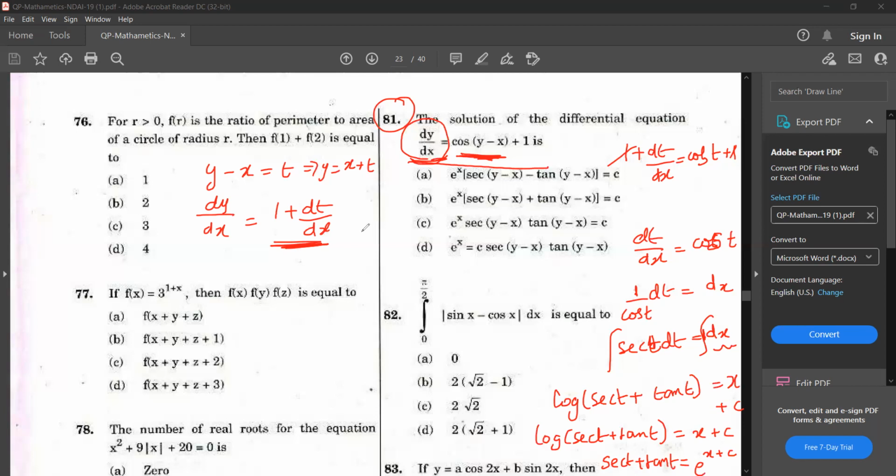Okay, now listen, see the options. In the options, we have to bring back everything to y minus x. t has to be changed to y minus x. Now see, all the options have e raised to x, isn't it? So we have to modify this. So listen to what I am doing. Before that, have you copied this down? See, I have to find the solution.